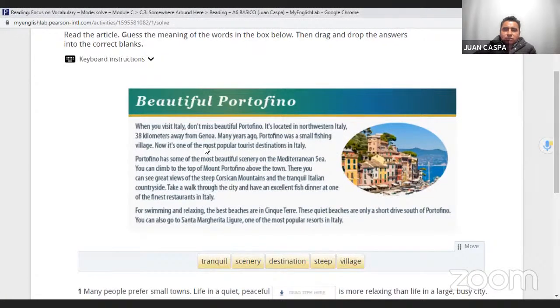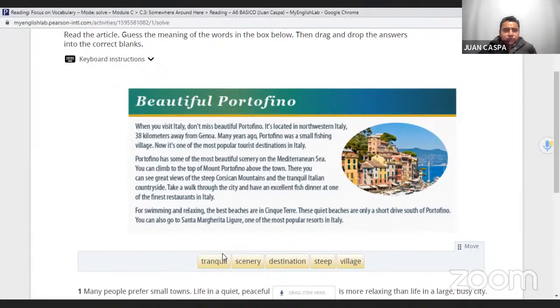What about this one? Beautiful Portofino. Let's read, please. And so, first of all, you can check with a dictionary, I don't know, a scan for some important words. But let's check out. Just give me a couple of seconds.